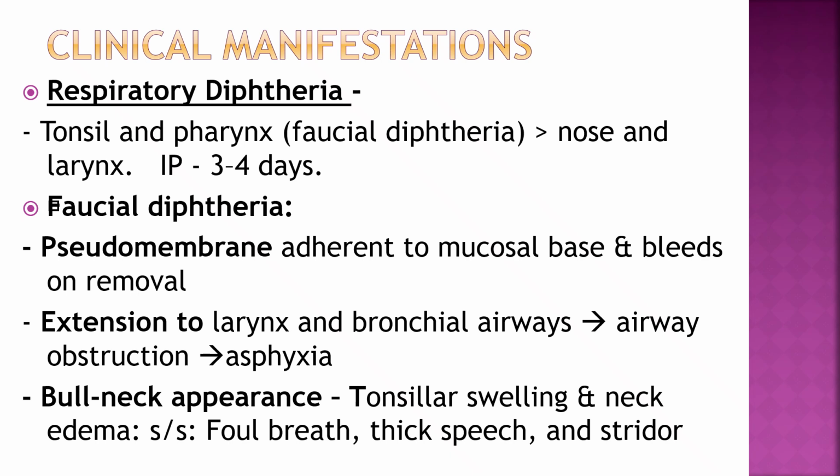Then in clinical manifestations, the most common manifestation is faucial, and in that, respiratory diphtheria is there. So tonsil and pharynx are involved, and then nose and larynx are common sites. Incubation period is 3 to 4 days. In faucial diphtheria, the pseudomembrane is adherent to the mucosal base and it bleeds on removal. It extends to larynx and bronchial airways, and therefore it causes bronchial obstruction and may cause asphyxia. There is bull neck appearance. The tonsillar swelling and neck edema cause bull neck appearance in the patient, and the symptoms are foul breath, thick speech, and stridor.